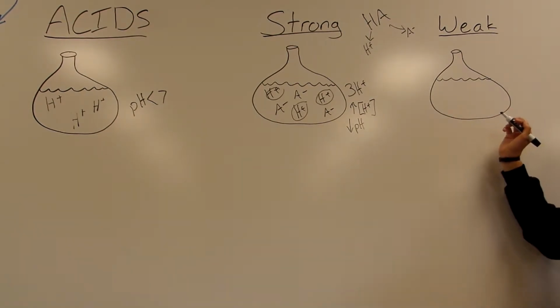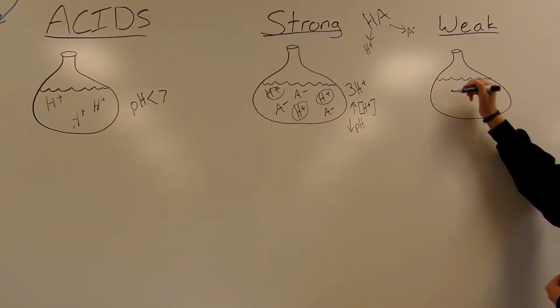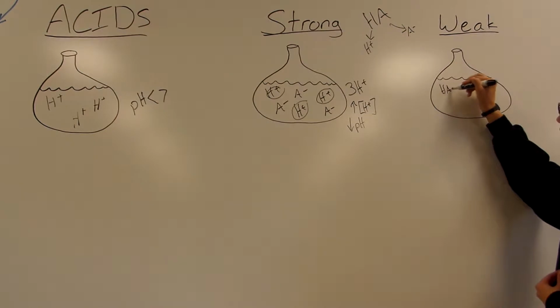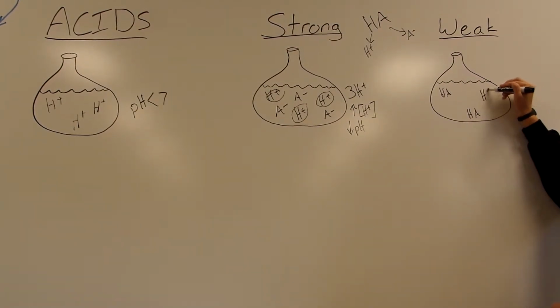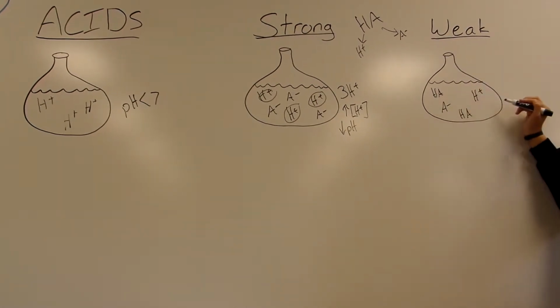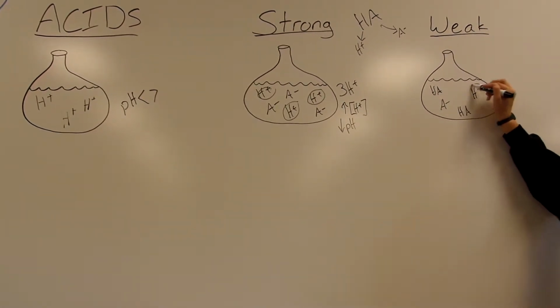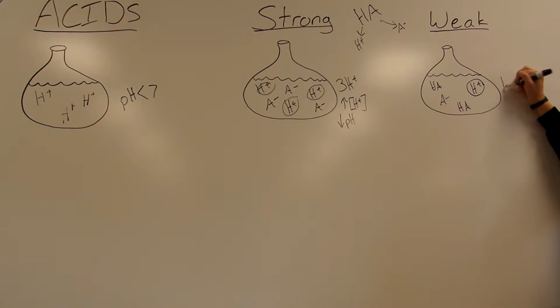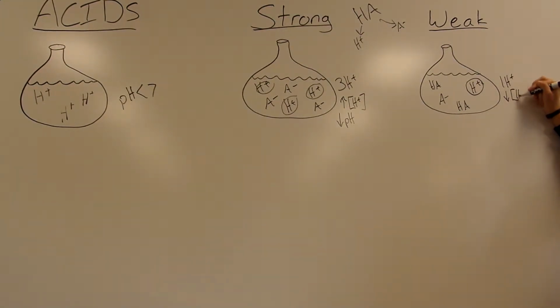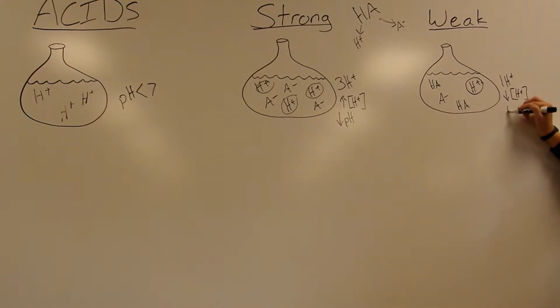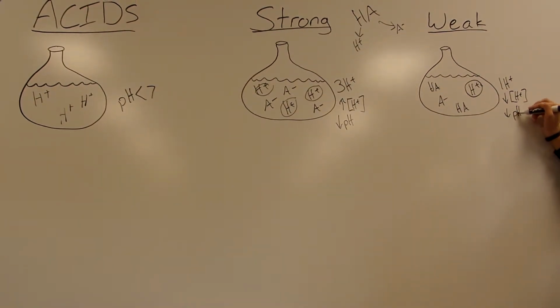For the weak acids, it doesn't break up entirely. So we're going to have some HA and some H plus. You'll see in the weak acids that we only have one H plus. And so one H plus, we're going to call that a low concentration of H plus. And it will have not quite as low of a pH.